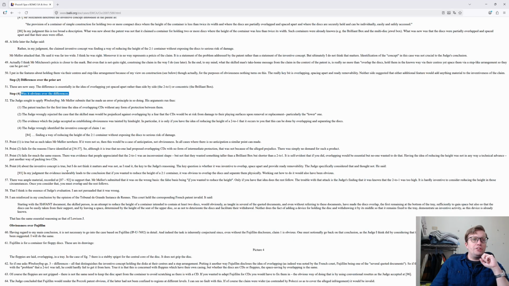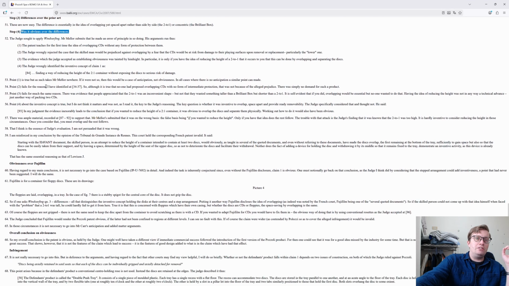So the judge said, this is true, but he's rejecting that argument. Takes Mr. Meller nowhere. If it were so, then this would be a case of anticipation, not obviousness. In all cases where there is no anticipation, a similar point can be made.